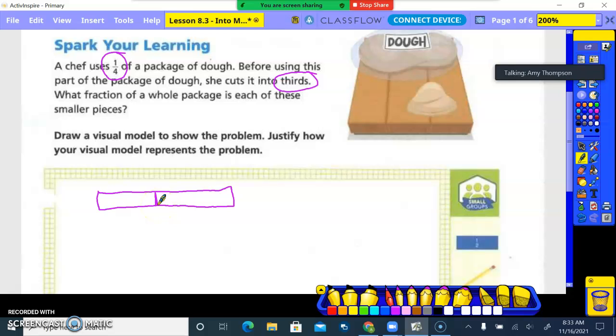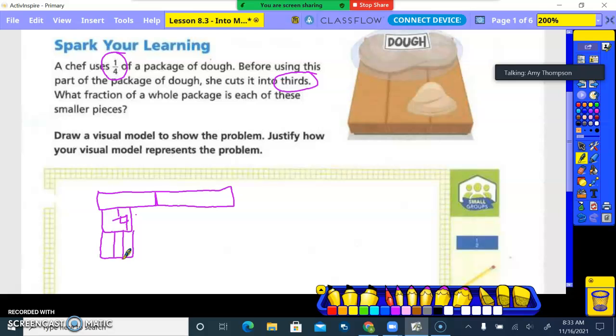Okay, does she use the one whole? No, she only uses how much of it? 1/4 of it. Okay, then of that 1/4, how many pieces does she cut that 1/4 into? 3 pieces. Of course you want to try and make them congruent, but the best you can is all I'm asking.